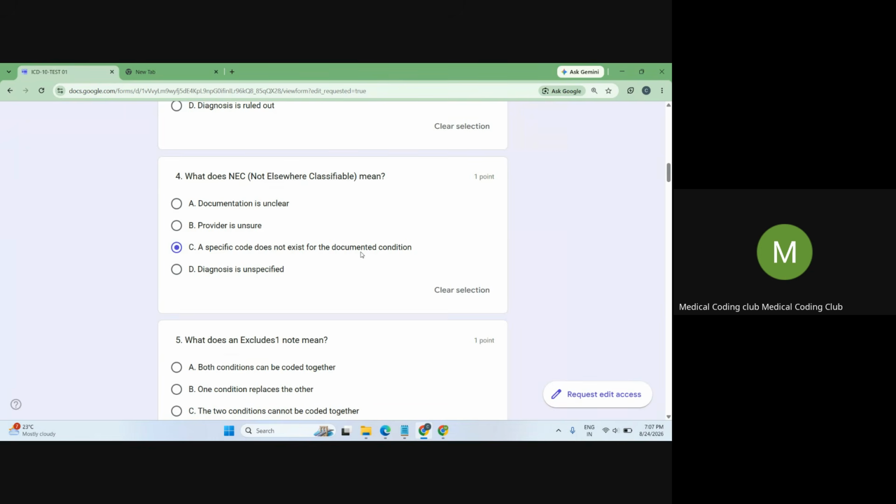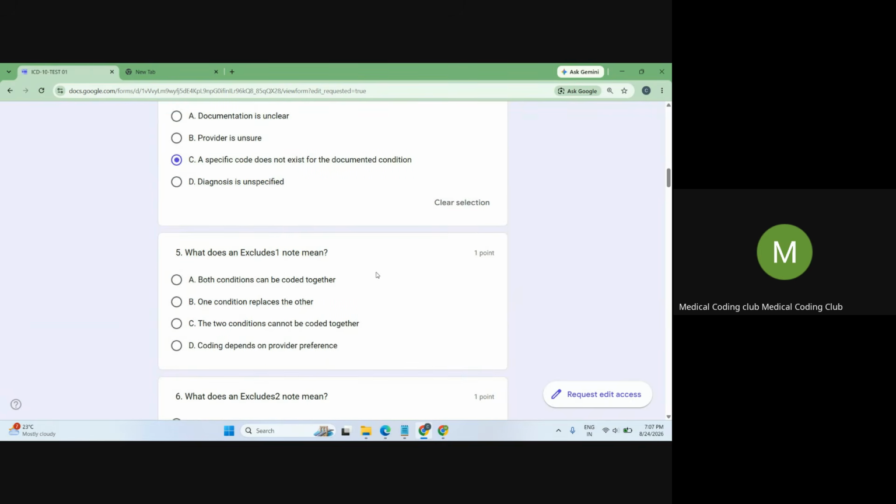So here the provider is giving enough detail for us, but in our ICD manual, we are unable to find a proper ICD code for his clinical definition. We are leading to the medical condition, but whatever the variant he is mentioning or whatever the type he is saying, we do not have a code. At that time we have to select the medical condition ending with NEC. Not elsewhere classifiable. So we have to go with C here.